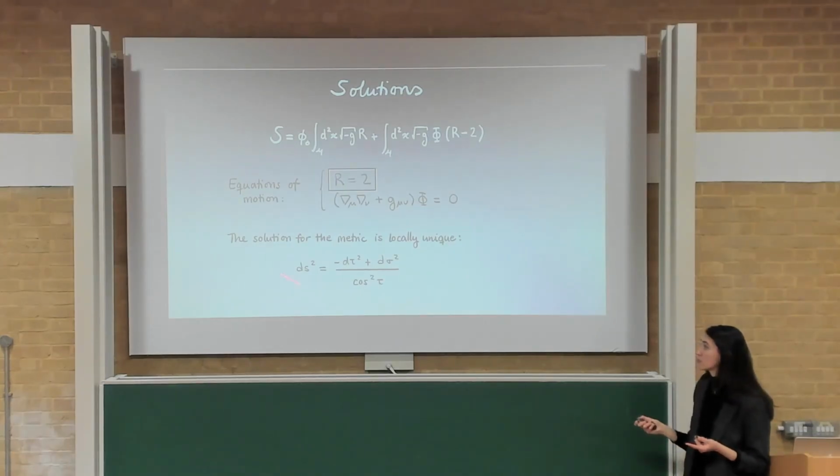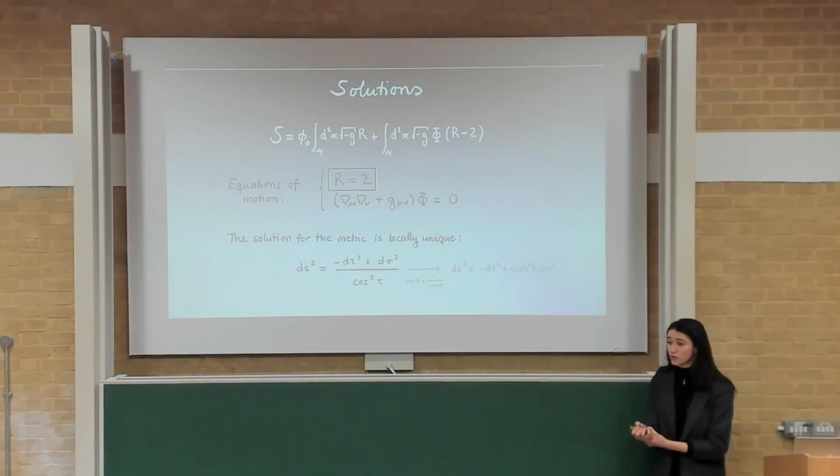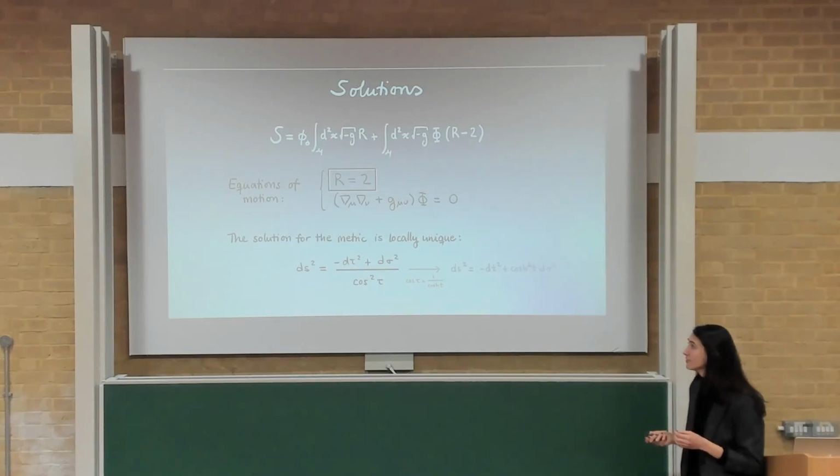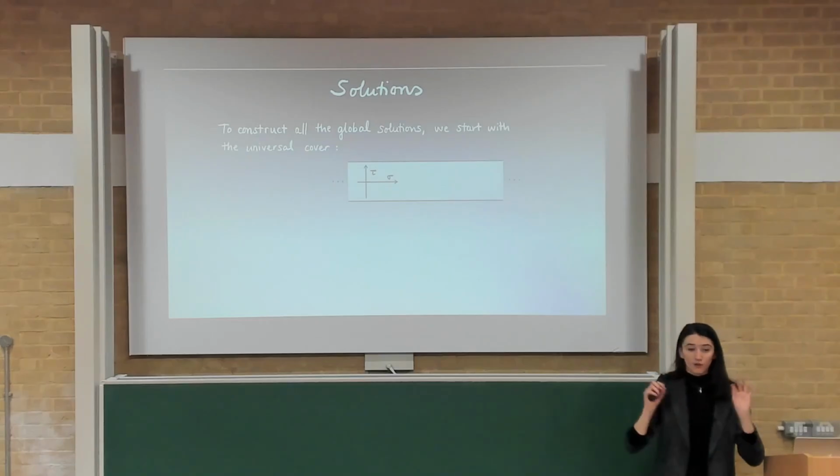I'll write it in this form in this talk. You might be more familiar with this other choice of coordinates, but these are the coordinates for a global de Sitter. So locally, all the spacetimes look like this. So different solutions can at most differ by their global structure. Therefore, we're going to follow the following approach to constructing the solutions.